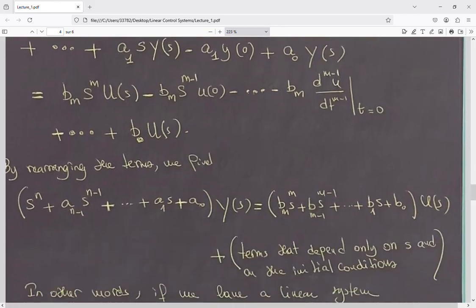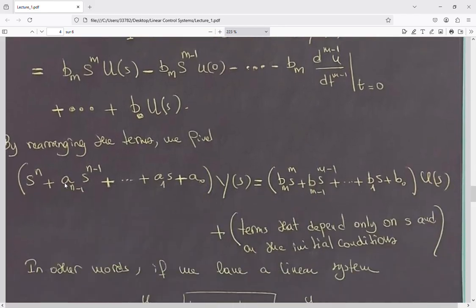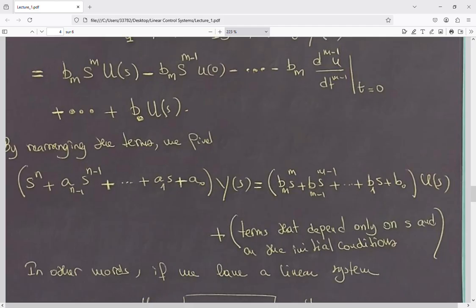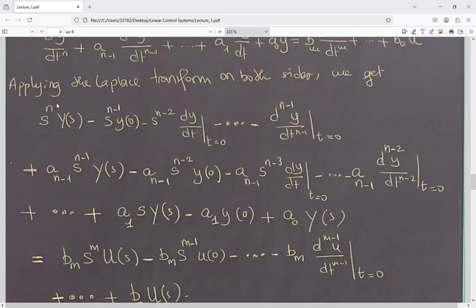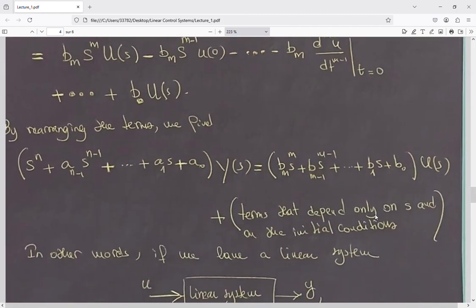what I get at the end is this polynomial multiplying Y of s. This comes from s to the power n times Y of s plus a(n-1) s to the n minus 1 Y of s, and so on until a0 Y of s. So I take Y of s as a common factor. I get s to the power n and so on until a0, times Y of s. This is my term at the left hand side.